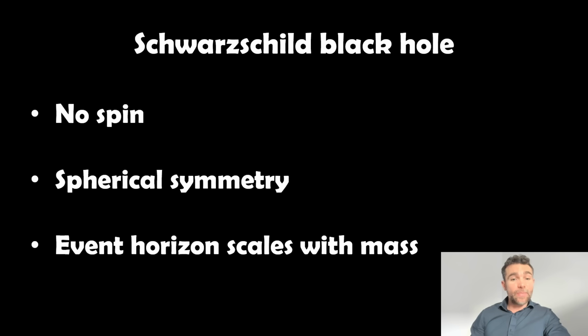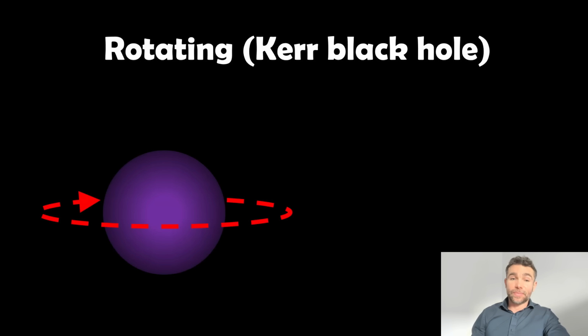They have no spin. They have spherical symmetry, so they're symmetric on all axes. And the event horizon is going to scale with the mass. If you increase the mass, then the event horizon gets bigger. Kind of makes sense, really. Got more mass there, so therefore you can't get quite as close before you reach that limit.